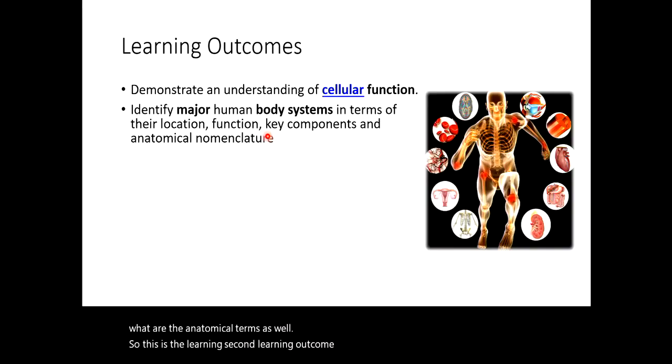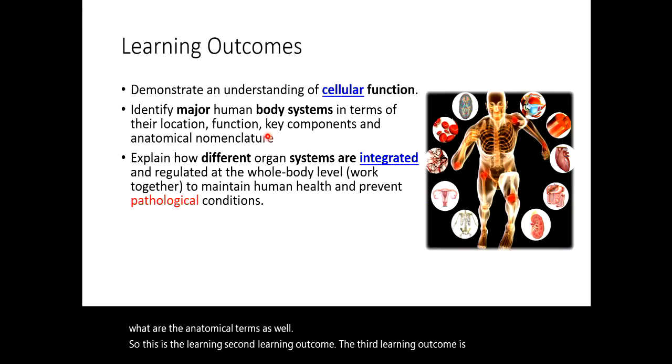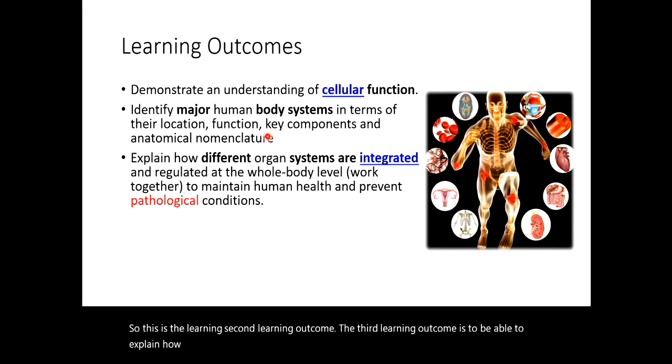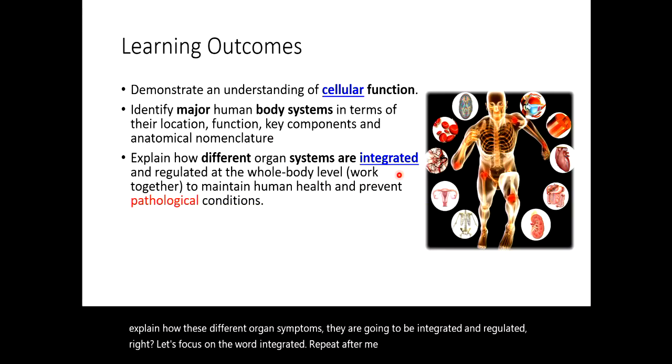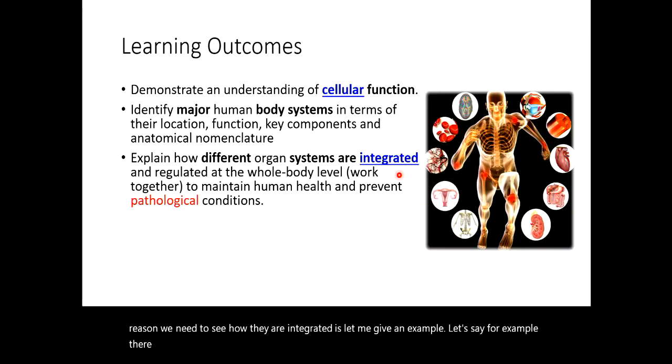The third learning outcome is to be able to explain how these different organ systems are going to be integrated and regulated. Let's focus on the word integrated. Repeat after me. Integrated. Again, integrated. The reason we need to see how they are integrated is, let me give an example. Let's say there is a cut on your skin. The skin is the largest organ in the body. It's part of the integumentary system.